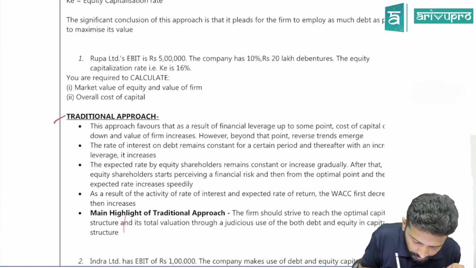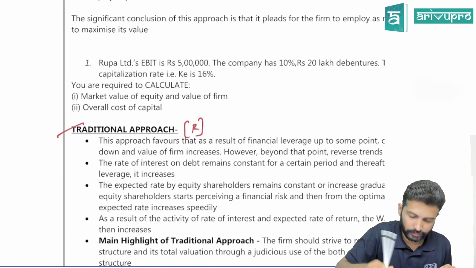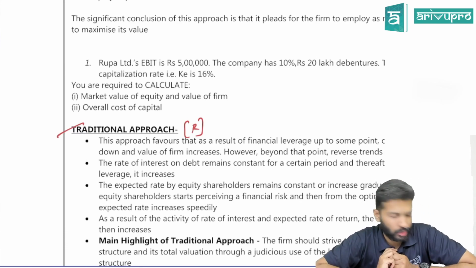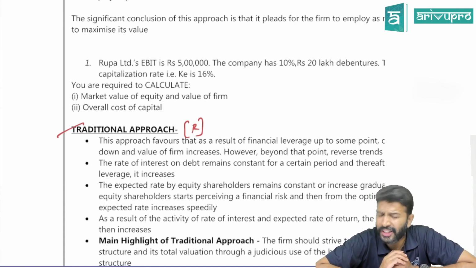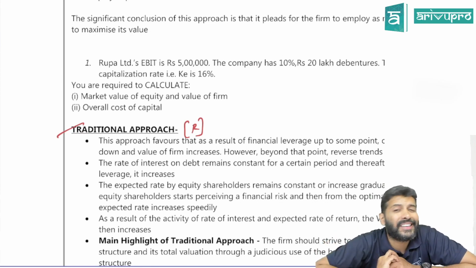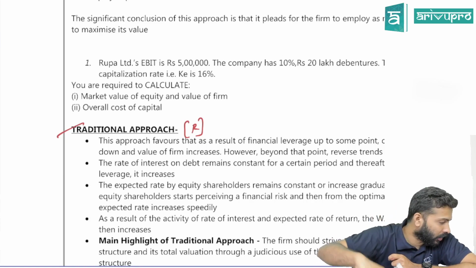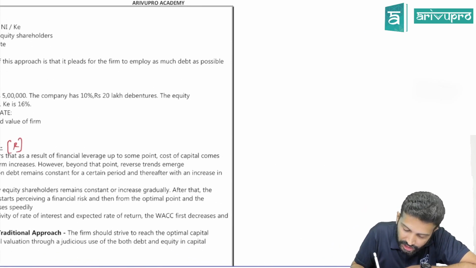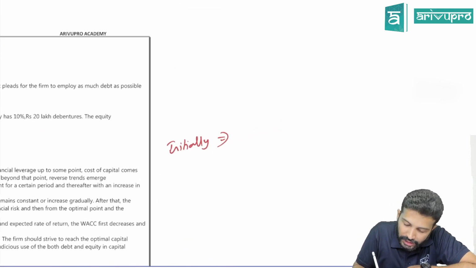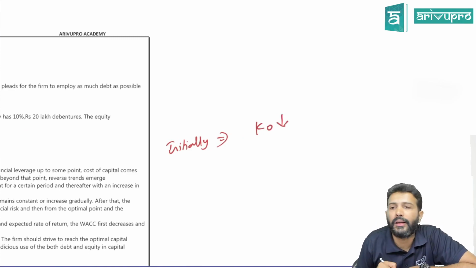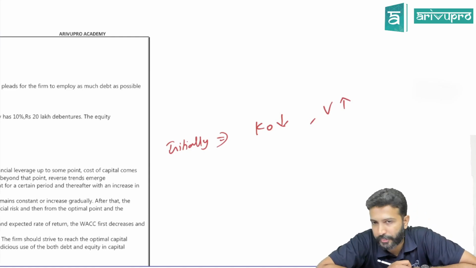Okay, next is traditional approach. This is also a relevance theory only. What the traditional approach is trying to argue is, yes, we acknowledge that debt is a cheaper source of finance. So if you use debt, initially when you start using more and more debt, overall cost of capital will reduce and hence the value of the firm will increase.